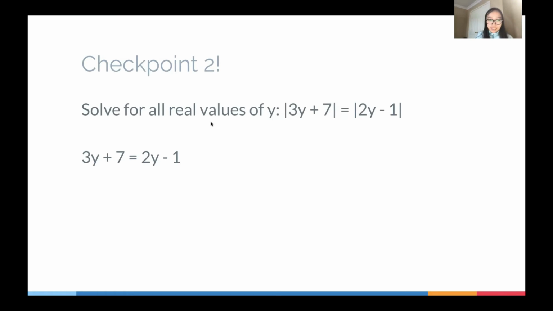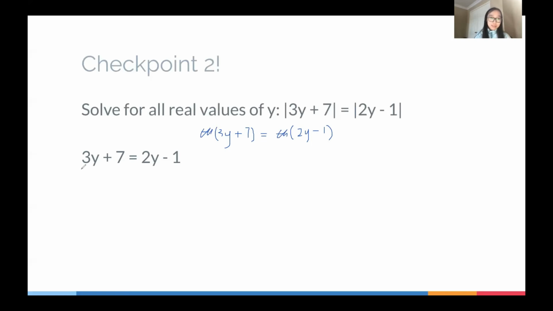We would have negative 3y plus 7 equals negative 2y minus 1. But actually, because they're both negative, the negatives just cancel, right? Because negative 1 divided by negative 1 is just 1. So we can actually just ignore these negatives.